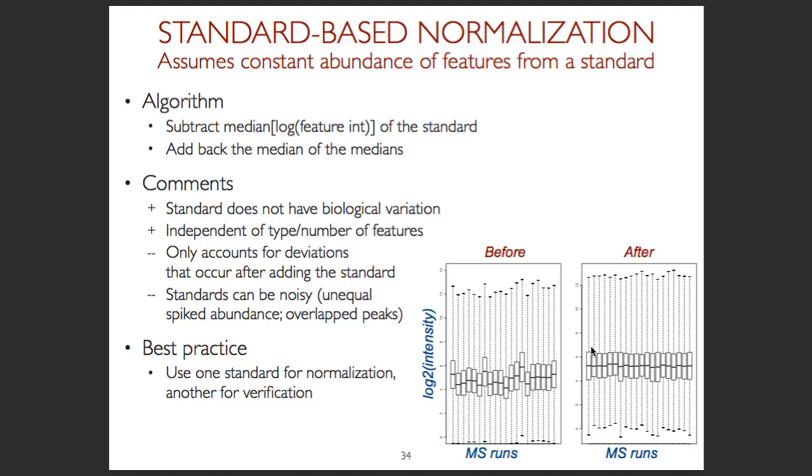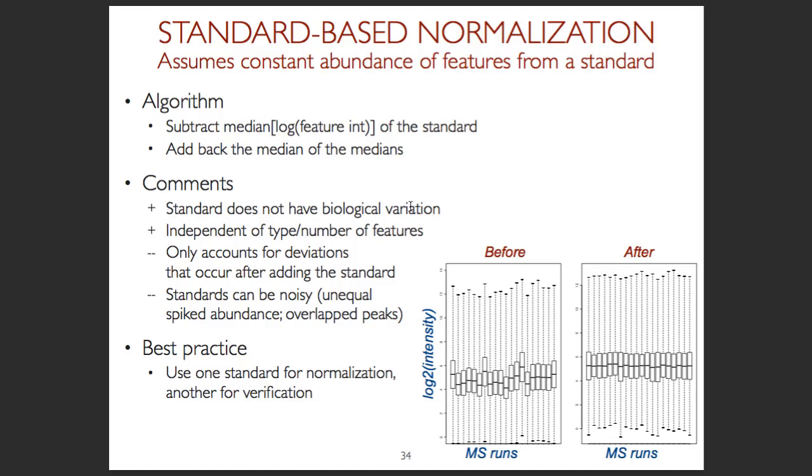So just to go over a few types of normalizations which are available in MSstats. So one is based on the standards. And here by standard, I mean a single standard. So not every experiment will have exactly the same number of standards as peptides of interest. So if you do, for example, label-free LC-MS or DIA, you may have one or a small number of global standards spiked through the experiments.